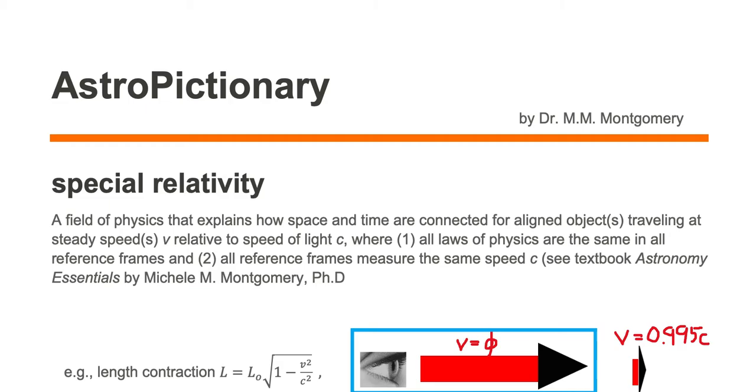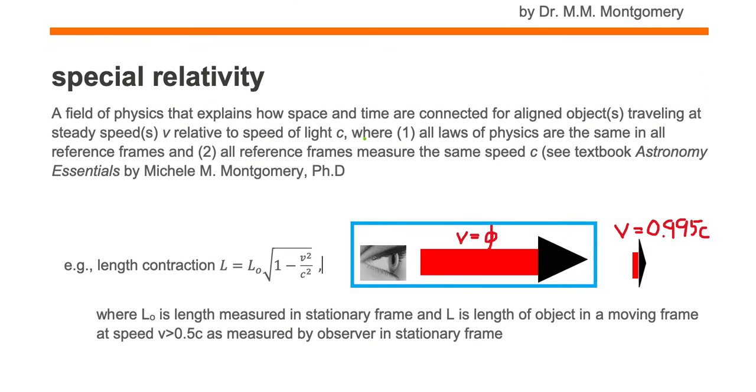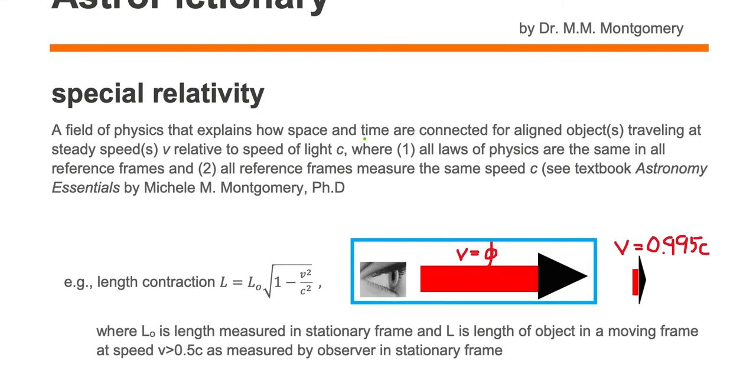Special relativity is a field of physics that explains how space and time are connected for aligned objects traveling at steady speeds v relative to the speed of light c, where 1, all laws of physics are the same in all reference frames, and 2, all reference frames measure the same speed c. Let's look at an example of special relativity so you can better understand what special relativity is.